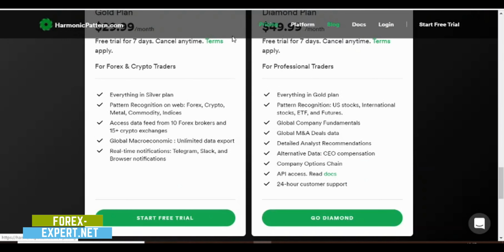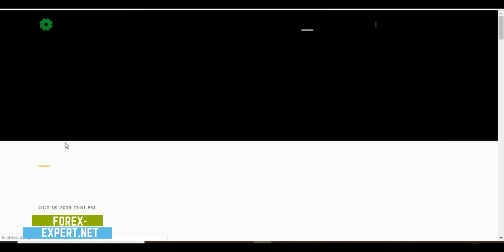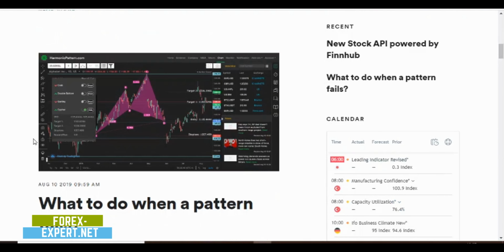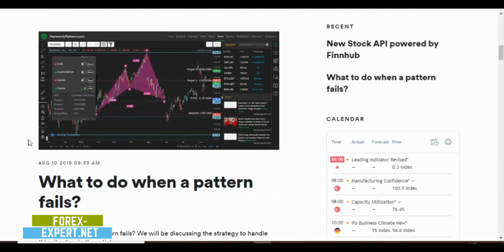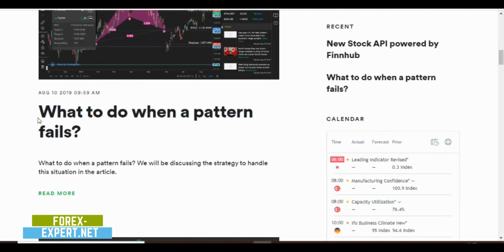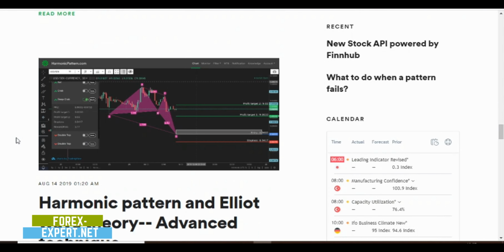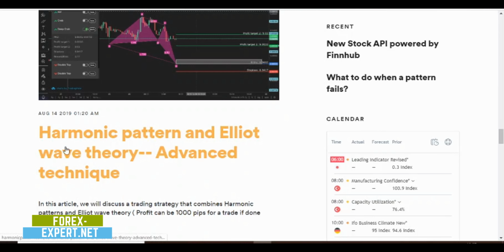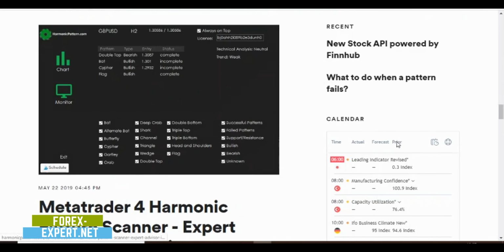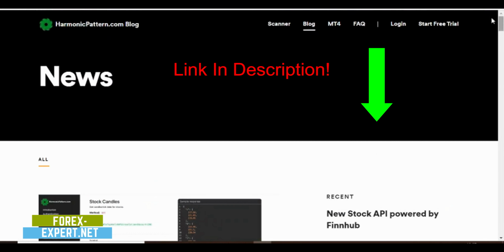And if you go here on blog, you will find many interesting pieces of information. They teach you how to trade correctly. What to do when a pattern fails, for example, or harmonic patterns and Elliott wave theory, advanced techniques. As you can see, there are many ways to get good signals.